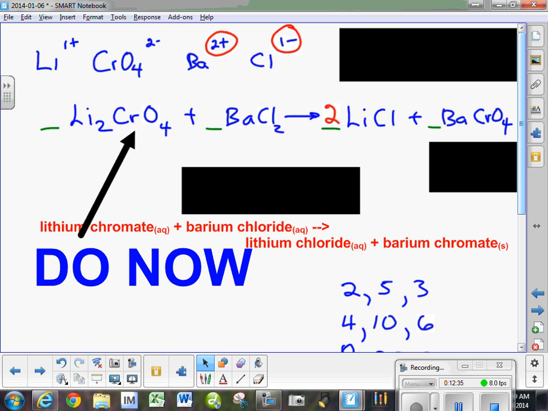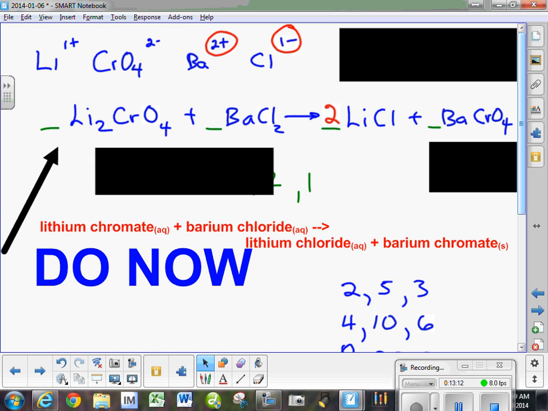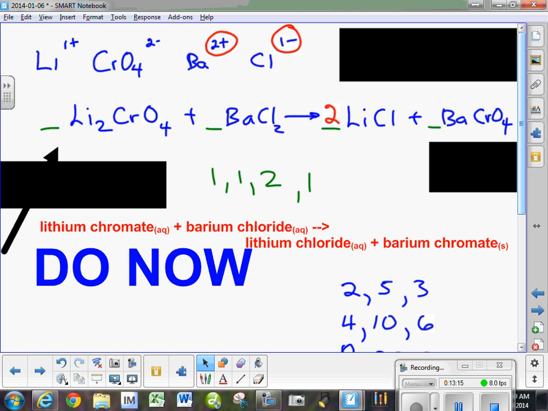Okay. Chromates. How many on the left? 1. Oh, nobody said 4. Very good. Okay. So 1 chromate on the left. How many chromates on the right? 1. Good. Bariums on the left? 1. Bariums on the right? 1. Nothing to do, huh? Chlorides on the left? 2. Chlorides on the right? 2. Because of the 2 here, 2 times 1 is 2. Okay? So are we starting to make a little more sense of this? That's what I was wanting you to do in the do now.